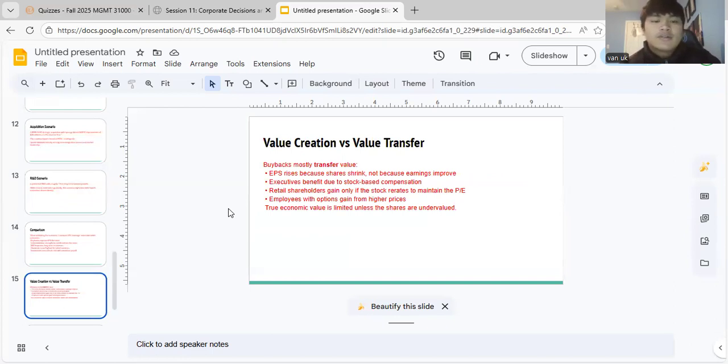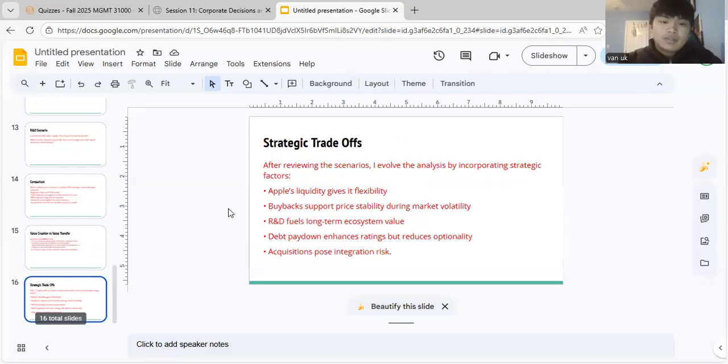So we're gonna contrast value creation and value transfer. The buybacks mostly transfer value. The EPS rises because shares shrink, not because earnings improve. The executives benefit due to stock-based compensation. Retail shareholders gain only if the stock re-rates to maintain the P/E. Employees with options gain from higher prices, and true economic value is limited unless the shares are undervalued.